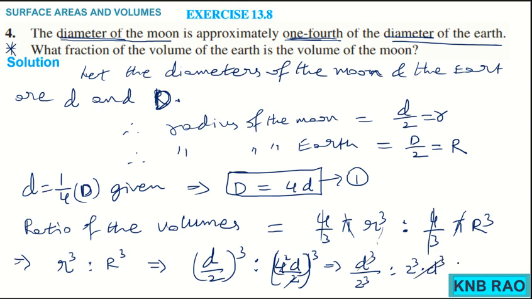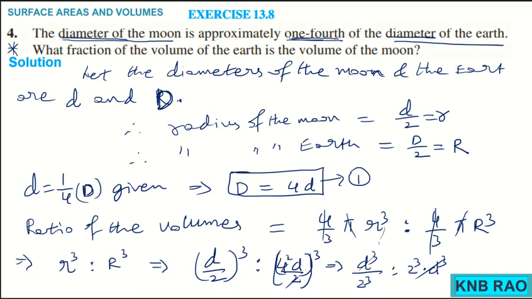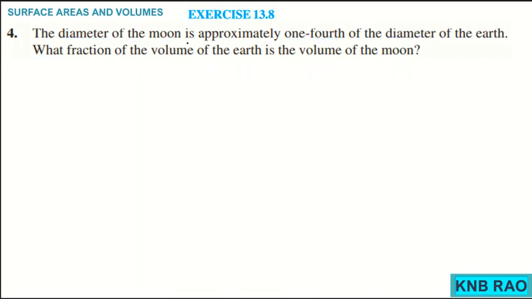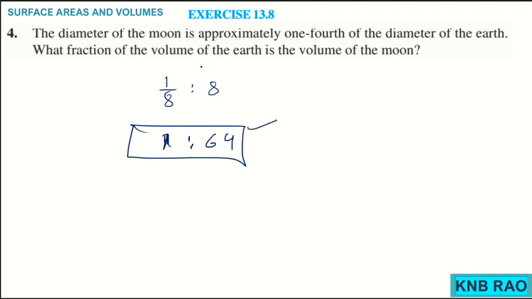Now the ratio we have got is 1/8 is to 8. Now multiplying both antecedent and consequent by 8, you will get 1:64 being the ratio, or fraction wise if you want to say, it is 1/64. That is it. So this is the answer.